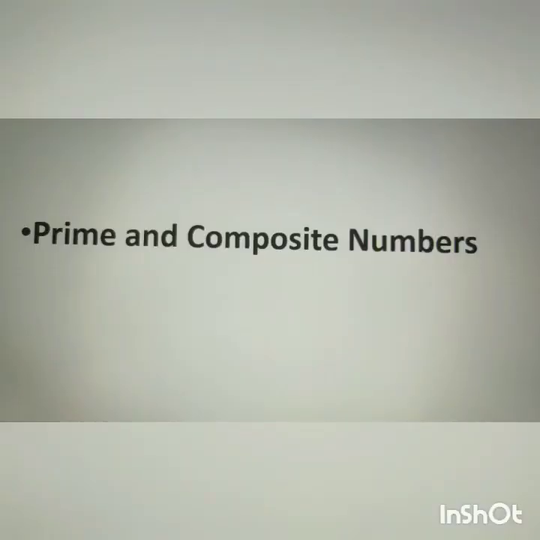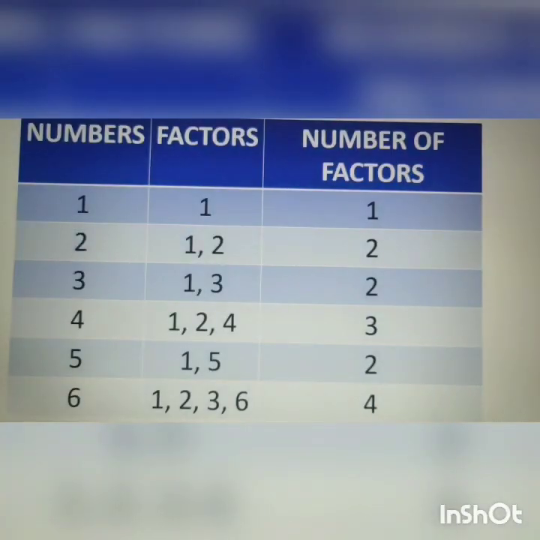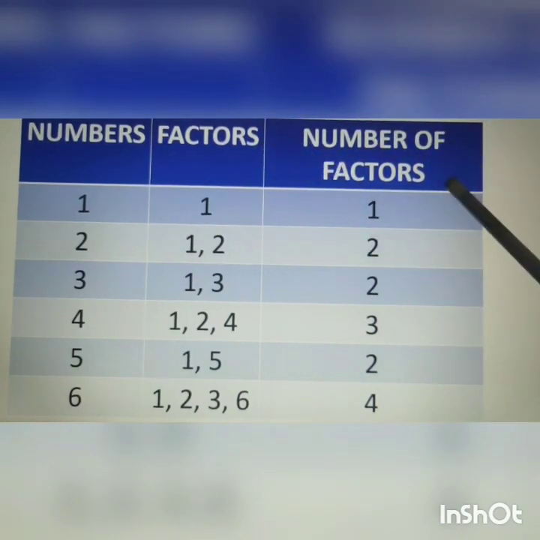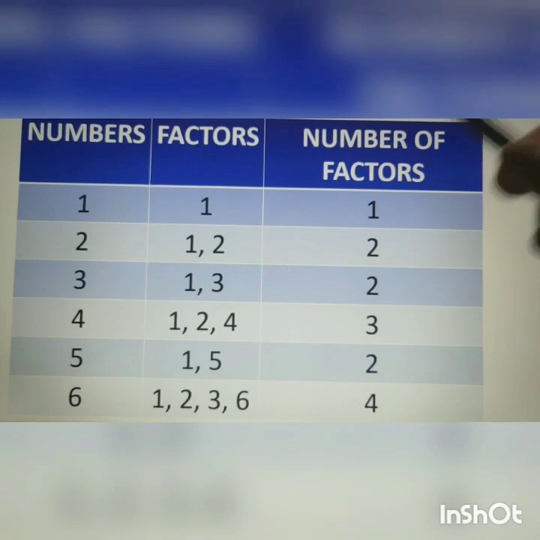Good morning students. Yesterday we completed exercise 3.1. Today first we will discuss what is a prime number and a composite number. Prime and composite numbers. Here numbers, their factors and the number of factors are given.